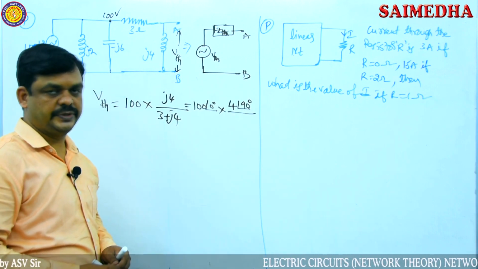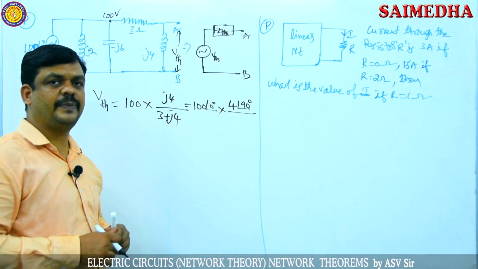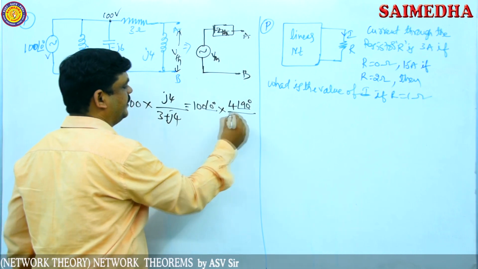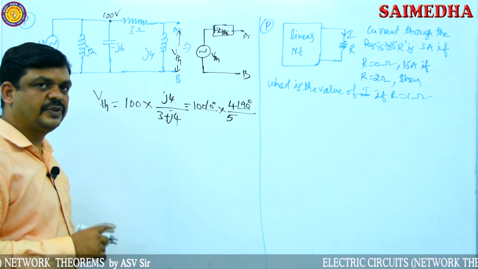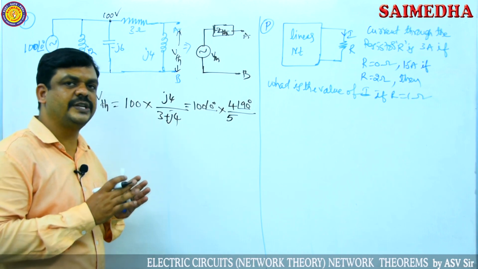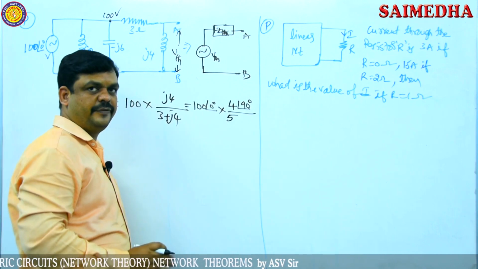And here 3 plus J4. The magnitude of this value is the square root of 3 squared plus 4 squared, which directly gives 5. In division and multiplication operations, always write in terms of polar form representation. So write all these values in polar form.